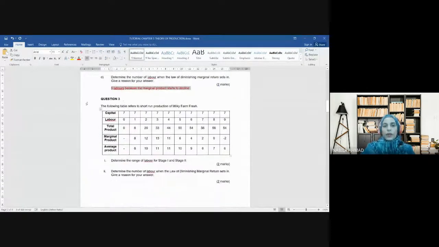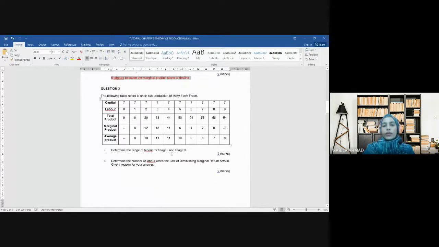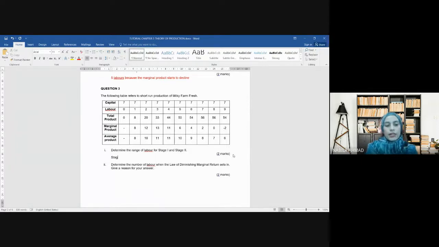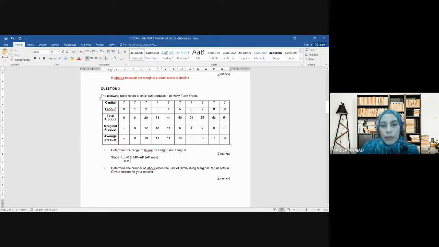Okay. The following table refers to short run production of milk farm fresh. Determine the range for stage 1 and 2. So range of stages ini, ya, so kita ada stage number 1. So range dia daripada 0 labor sehinggalah marginal product equals to average product, iaitu average product maximum. Okay, so kita lihat. Okay, so 0 sehingga berapa number of labor? Marginal product equals to average product di sini, betul? So berapa number of labor? 4.